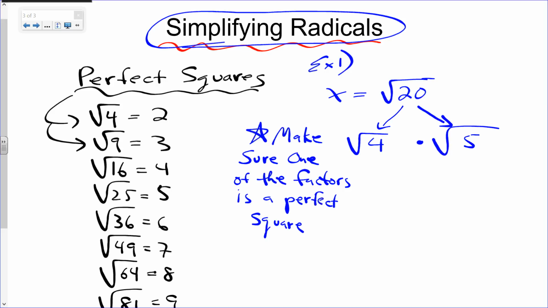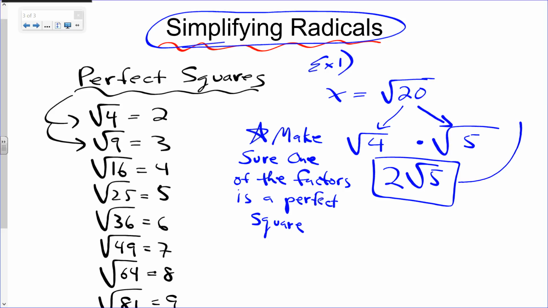See, they're both factors of 20, but only one of them is a perfect square. So look at my final simplified version of square root of 20. Square root of 4 becomes 2, so my final answer is 2 times the square root of 5. This is my simplified version of square root of 20.